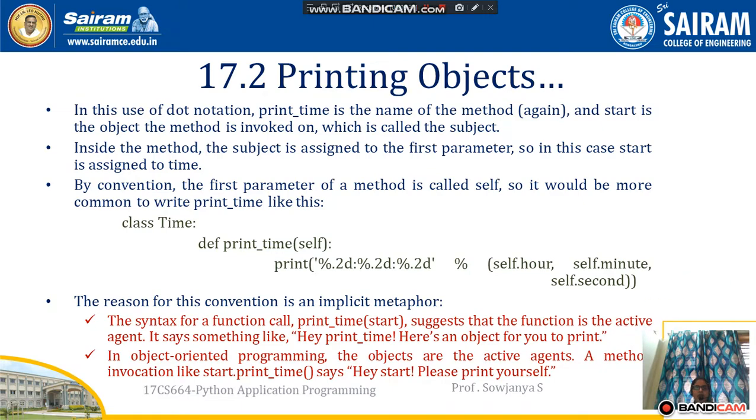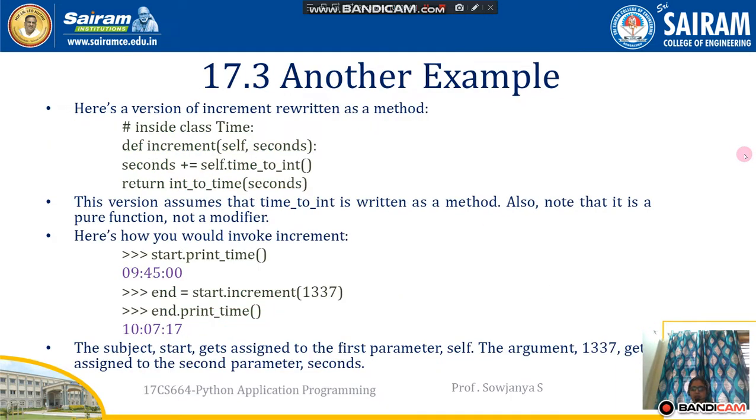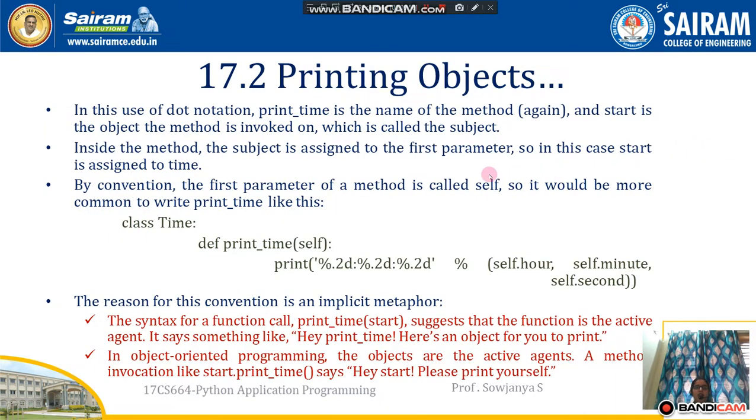The other one is object oriented programming, where the objects are the active agents. A method invocation like start.print_time says, start, please print yourself. Okay, so this is the general way of printing using methods. This is how you can print objects in the Python programming language using methods. Okay, thank you.